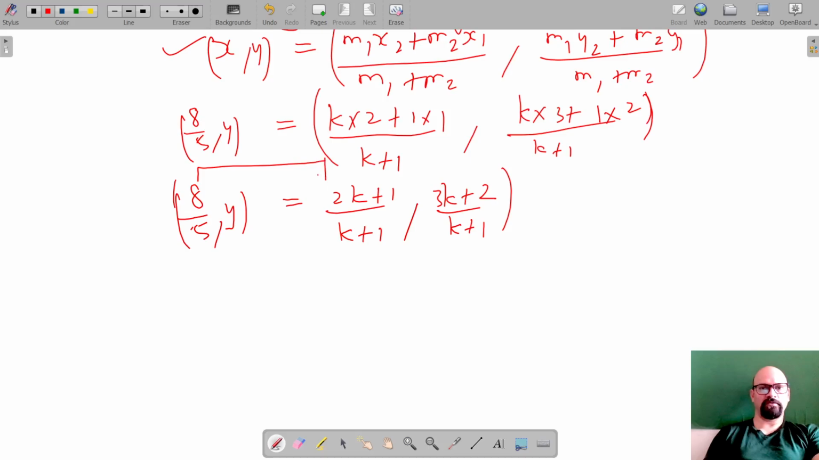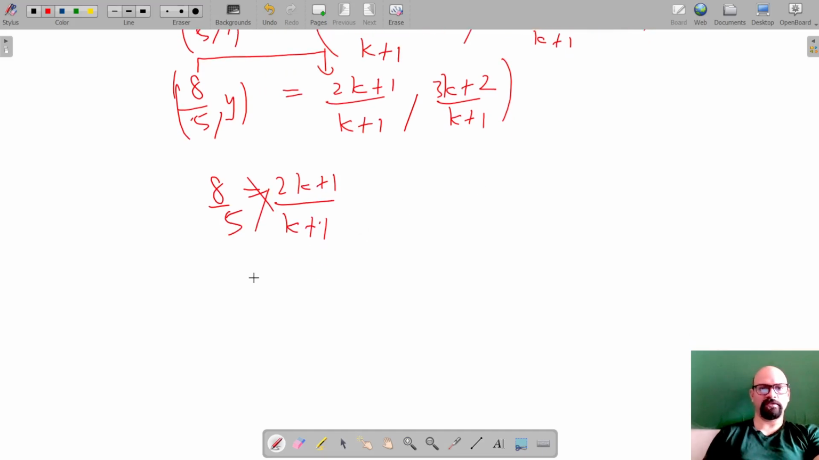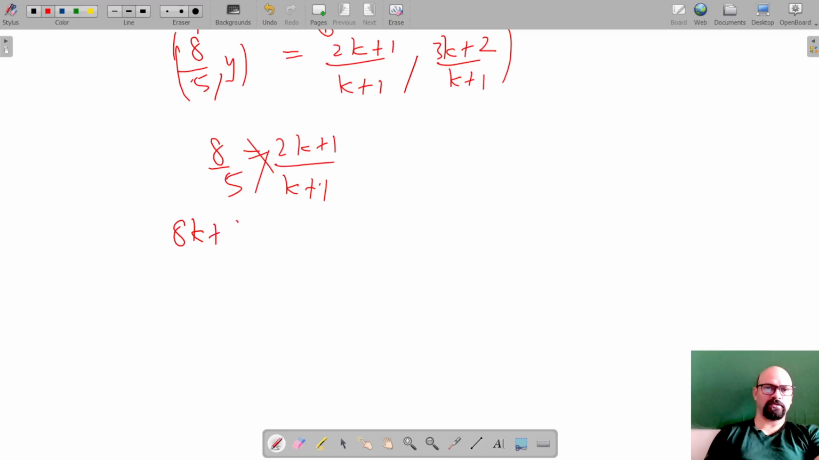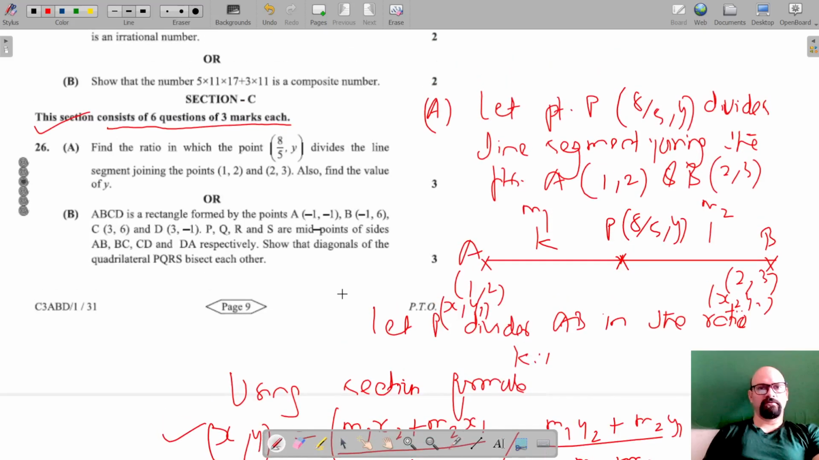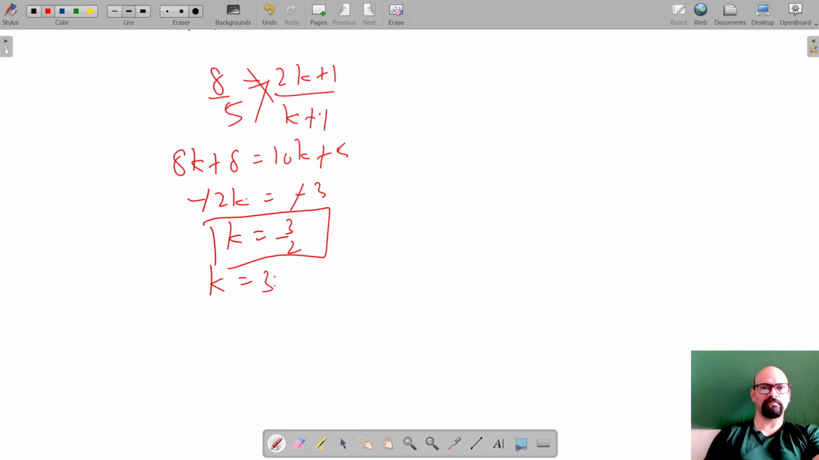And let's equate the corresponding coordinates. So 8/5 is equal to (2k + 1)/(k + 1). If we cross multiply this, it's 8k + 8 is equal to 10k + 5. So this is -2k is equal to -3, so k is 3/2 and the required ratio is 3:2. It's asked in the question that we have to find the ratio, so the required ratio is 3:2.